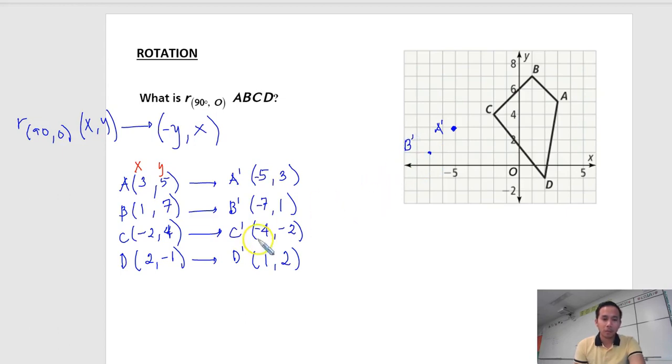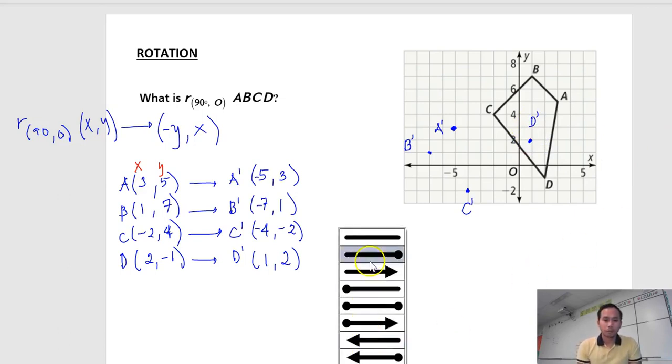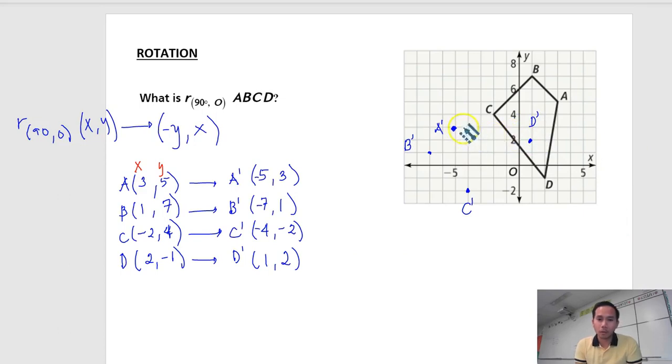And then we have C prime is negative 4, negative 2. This is now my C prime. And then my D prime is 1, 2. Is it? No. Sorry. 1, 2. It's here. This is my D prime. So from there, I can actually draw and connect these points.